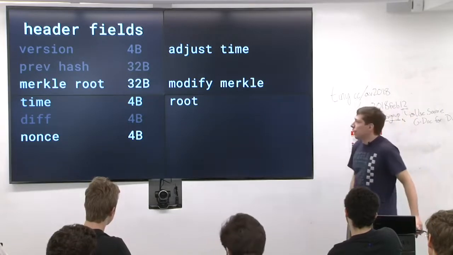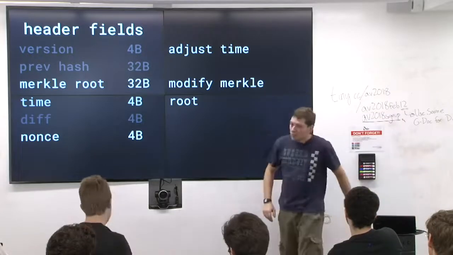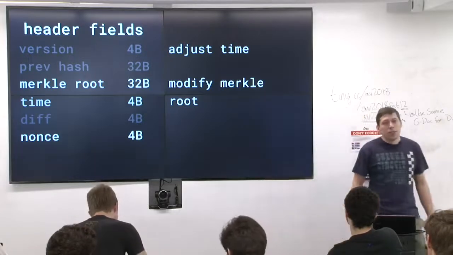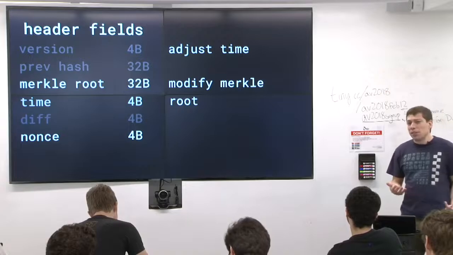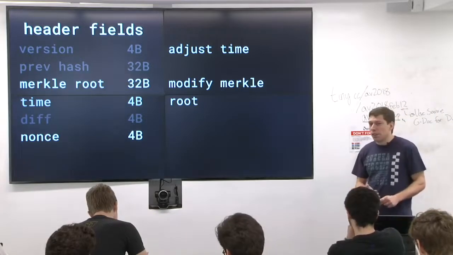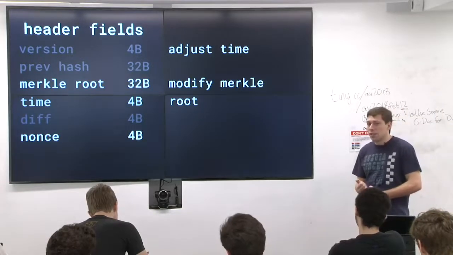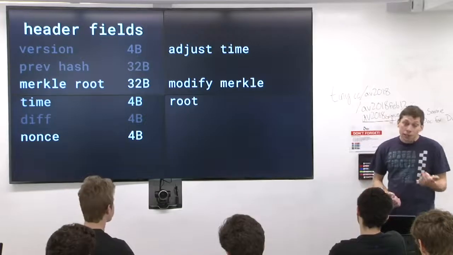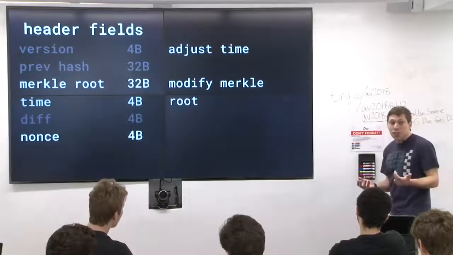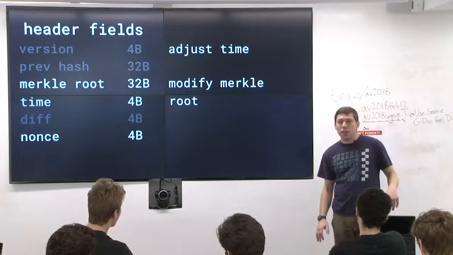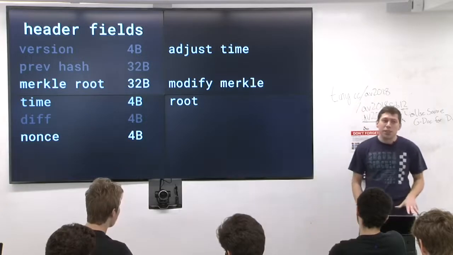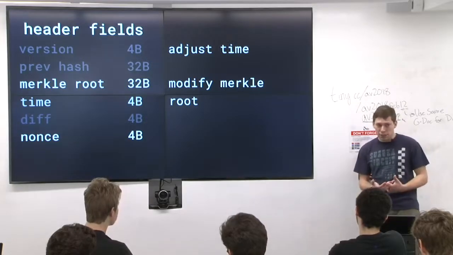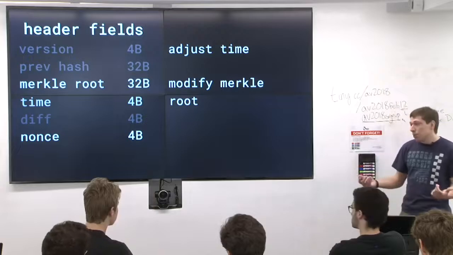The other way you can do it is modify the Merkle root. And you can do that. So can you think of ways to modify that without breaking things? Add or drop transactions. Yeah, you could add or you could drop a transaction. So you say, okay, I have all these transactions, I'm going to drop one. That's got some disadvantages because it may pay fees to the miner. Changing the order. Yep, you can swap them.